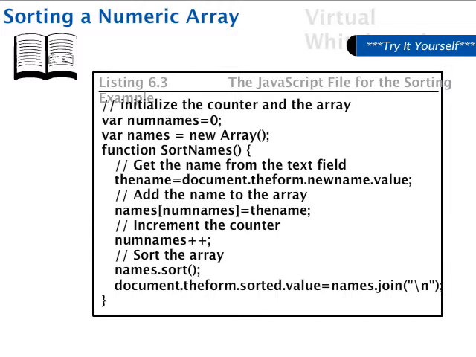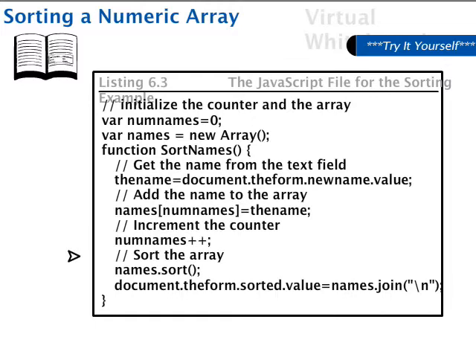The script begins by defining 2 variables with the var keyword. numNames will be a counter that increments as each name is added, and the names array will store the names. When you type a name into the text field and click the button, the onClick event handler calls the sortNames function. This function stores the text field value in a variable, theName, and then adds the name to the names array using numNames as the index. It then increments numNames to prepare for the next name.